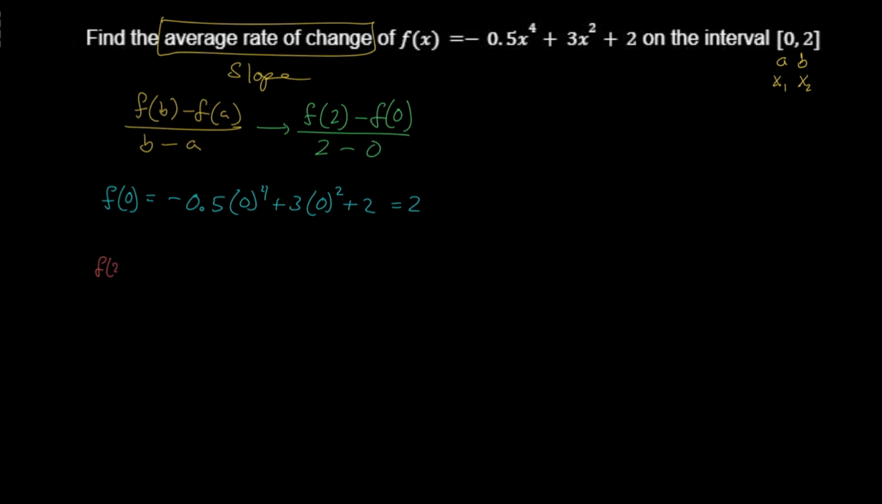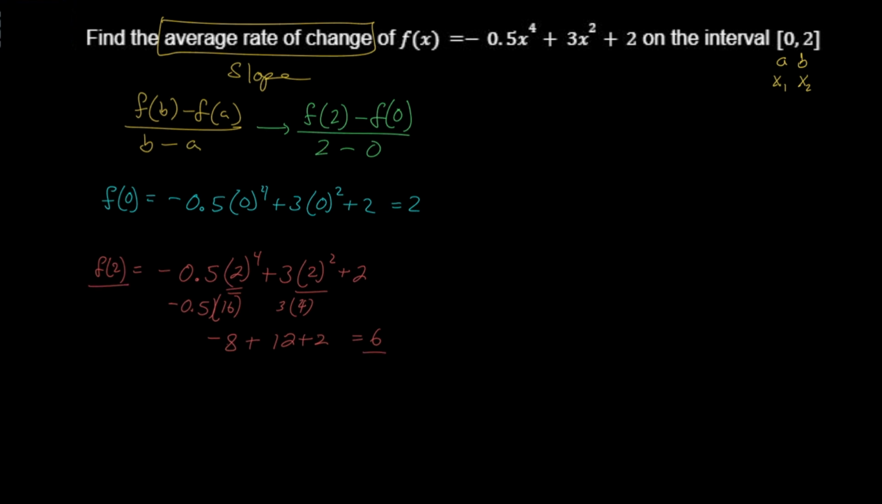Now we're going to do the same thing with our second x value, which is 2. So f of 2, second x value, that b. Replace x with 2, so we'll have negative 0.5 times 2 to the fourth plus 3 times 2 squared plus 2. 2 to the fourth is 16, so we have negative 0.5 times 16, which is negative 8. In the middle term, we have 2 squared, which is 4, and 4 times 3, which is 12. And then plus 2 on the end gives us a total of 6. So we now know that f of 2 is 6.